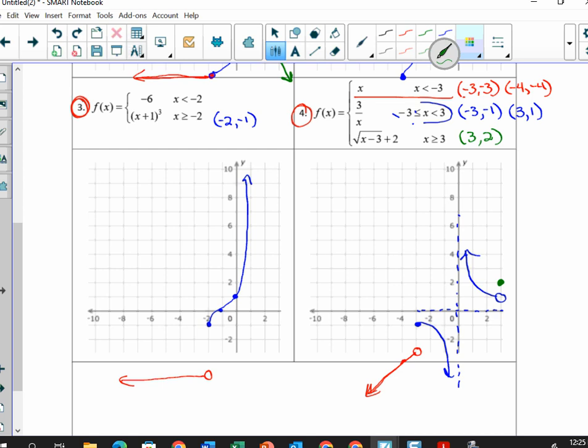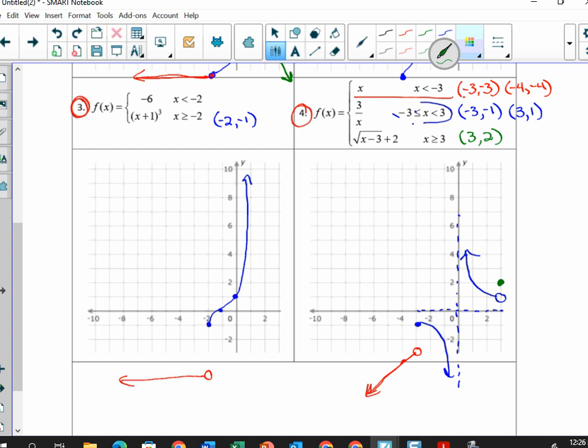Okay, guys, square root graph. What does a square root graph look like? Kind of like an S. What's 3 minus 3? Square root of nothing. Plus 2.